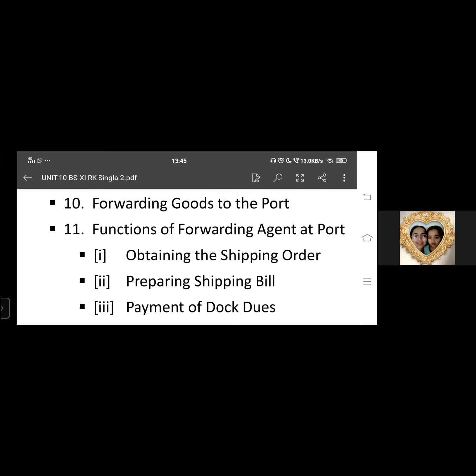Okay. If the quantity of the exporter's goods is too large, then a full ship can be taken on freight. So this agreement is called charter party. Okay. Second is preparing shipping bill.